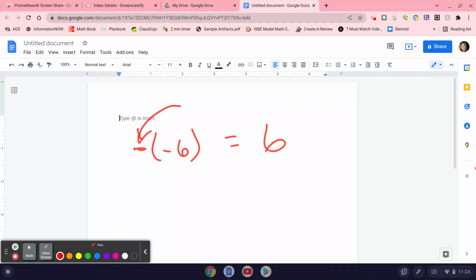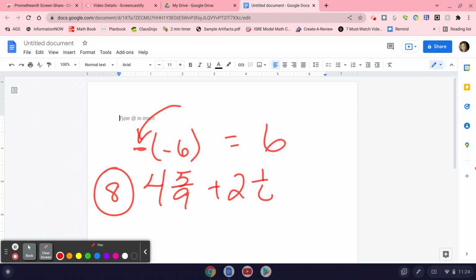Look at number 8. Number 8 says 4 5/9 plus 2 1/6. Who can tell me, what do I need to do before I can add fractions? Tatum? Have to get a common denominator. Brendan, what's a number that 9 and 6 both go into? 54. Okay, 54 works, but it's a high one. 18 is easier. Jake, how do I turn a 9 into an 18?